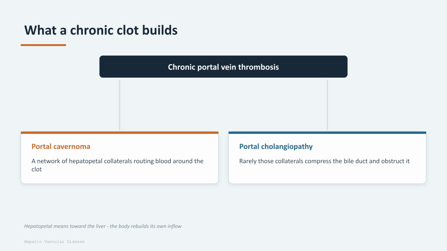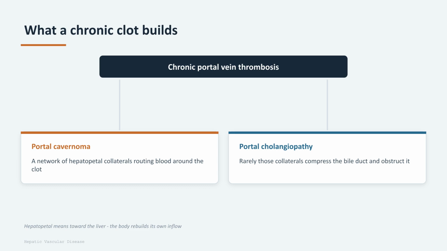When the clot has been there a long time, the body adapts. Follow the first branch. A portal cavernoma, a network of collateral veins that grows around the blocked segment. The word to know is hepatopetal, meaning toward the liver. These collaterals carry blood back into the liver around the obstruction. It is the body rebuilding its own inflow.